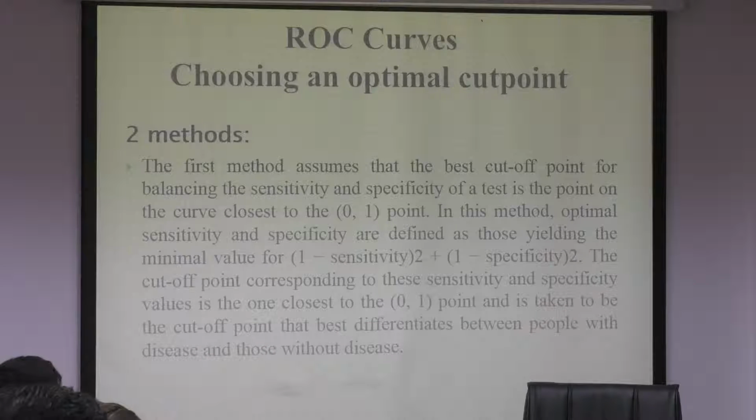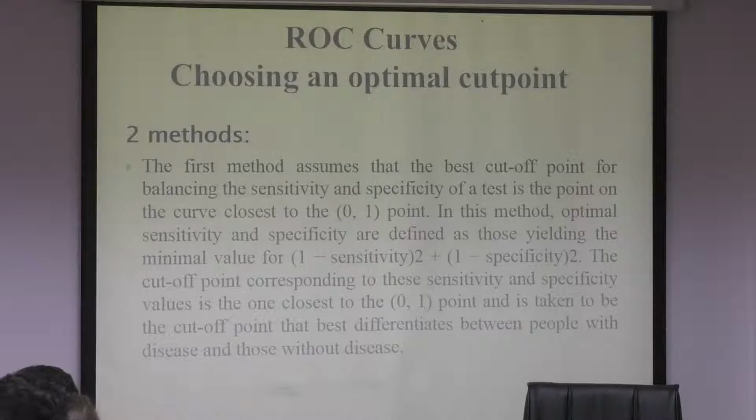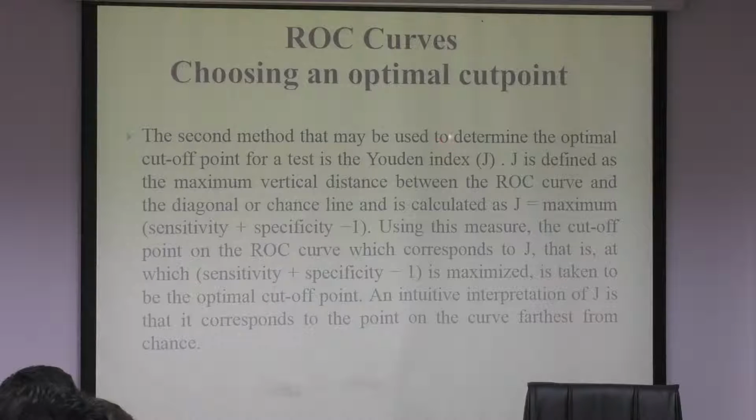Sounds good? Now, there's another method. The second method that may be used to determine the optimal cutoff point for a test is called the Youden's index. I've never used this method in my papers. I have good publications where I use the Youden's index, and it is very well accepted, and people use it because there's a reference to it.